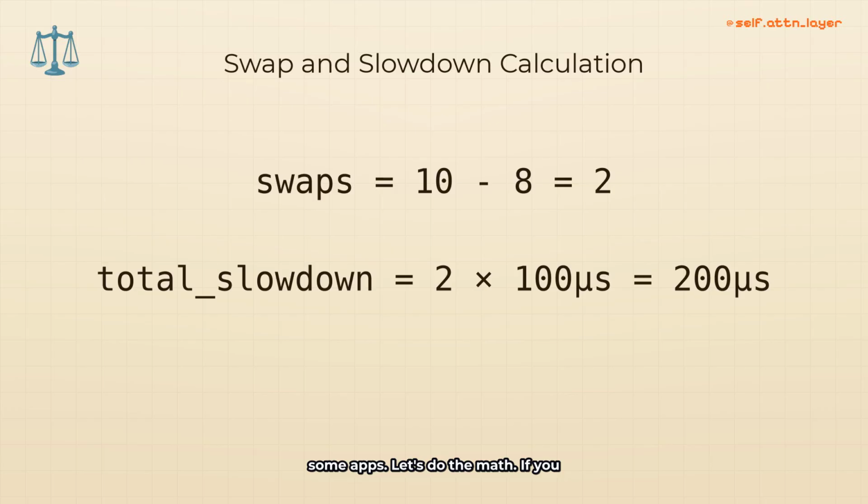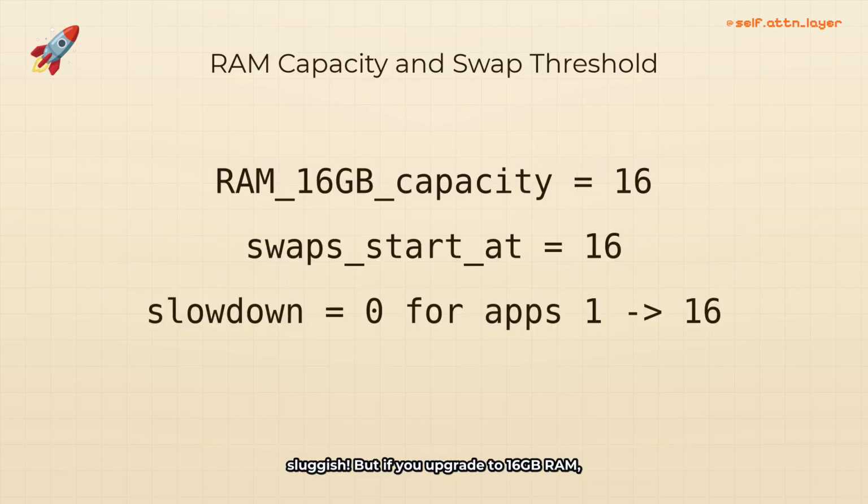Let's do the math. If you have 8GB RAM and open 10 apps, your computer does 2 swaps. Each swap takes 100 microseconds, so total slowdown equals 200 microseconds. That's why it feels sluggish. But if you upgrade to 16GB RAM, you can open 16 apps before swaps start. That's 8 more apps with 0 slowdown. Now your computer feels like it's flying again.